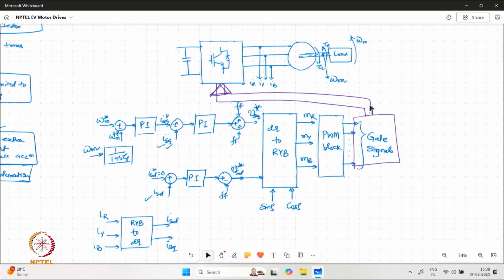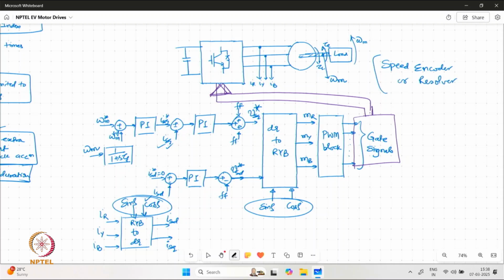Now, for these conversions, we basically require the sin rho and cos rho unit vectors, which can essentially be derived from the speed encoder or resolver mounted on the PM machine. So this can provide us the sin rho and cos rho.